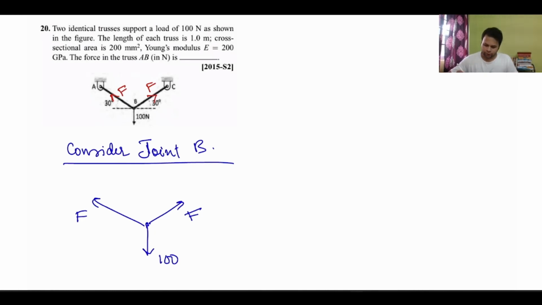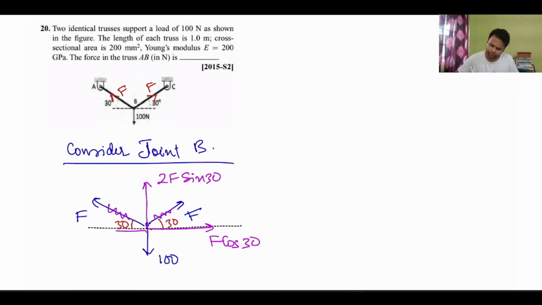I also know the angles. This is 30, this is 30. So I can resolve the forces. In this direction, this will become 2F, because both the force components will be there, 2F sine 30. This will be F cos 30, and this will be F cos 30. The forces in the horizontal direction will get cancelled out, so the vertical force will get balanced.